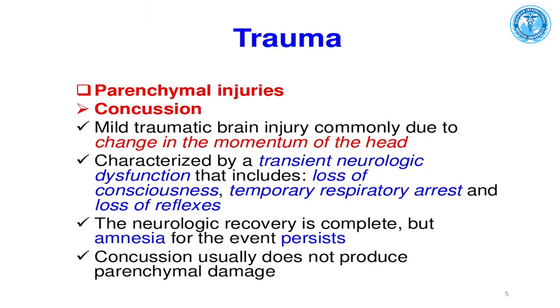Parenchymal injuries. Concussion, a mild traumatic brain injury commonly due to change in the momentum of the head, is characterized by a transient neurologic dysfunction that includes loss of consciousness, temporary respiratory arrest, and loss of reflexes. The neurologic recovery is complete, but amnesia for the event persists. Concussion usually doesn't produce parenchymal damage.